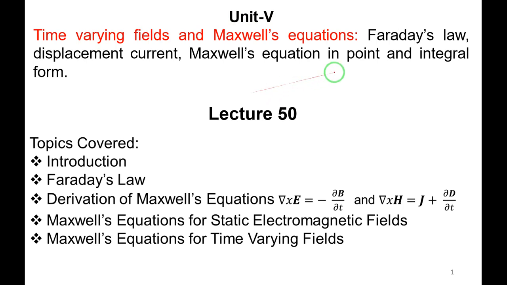Next, we'll take up the last unit, and today I'm going to cover this chapter, right? Time varying fields and Maxwell's equations. In the first initial few chapters, 5 to 6 chapters, we have studied only the static electric fields. With respect to that, we have seen several laws, the derivation, charge distribution, all those things. Then in the previous chapter, we have studied the steady magnetic field, right?